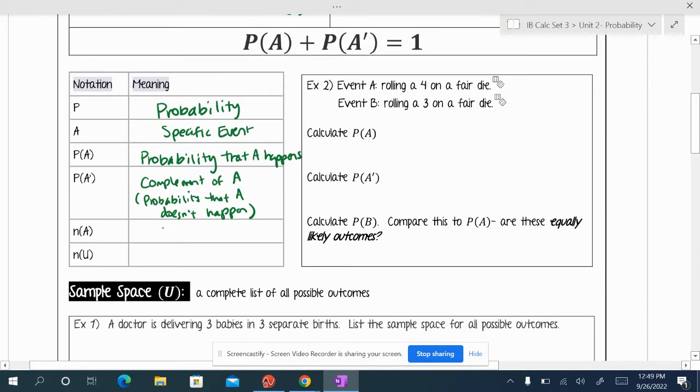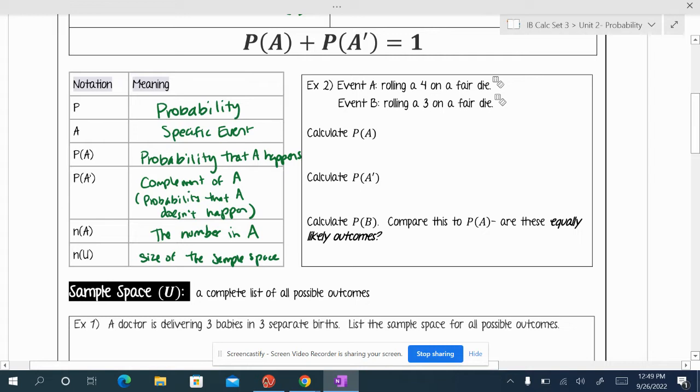And NA is going to be the number in A, the number of times the event happens. And NU is going to be the size of the sample space or total number of possible outcomes or trials. These are other ways that you could hear it said.